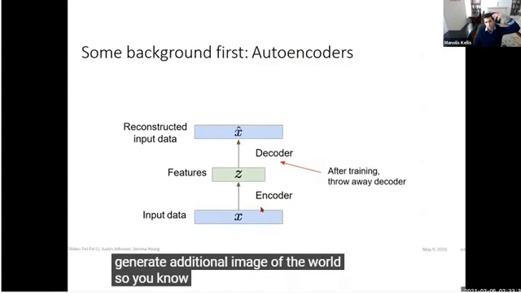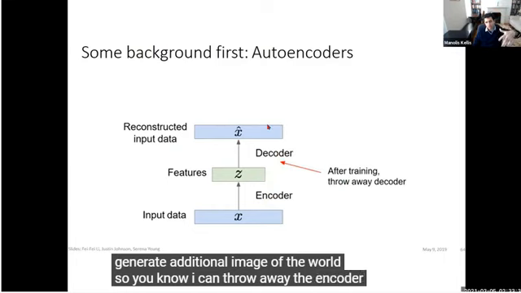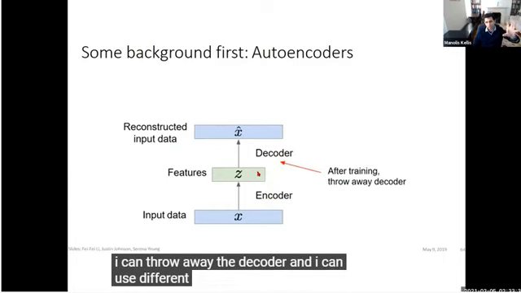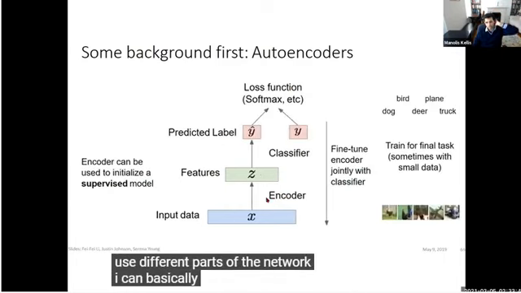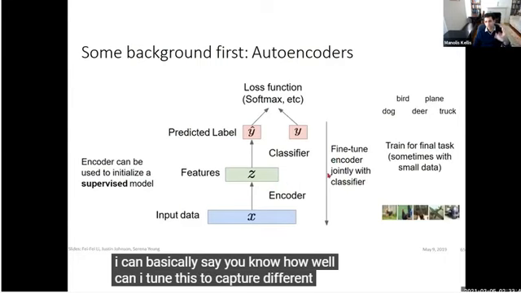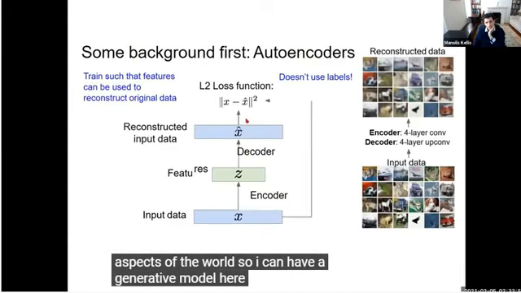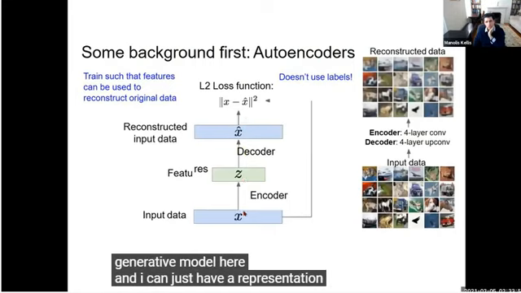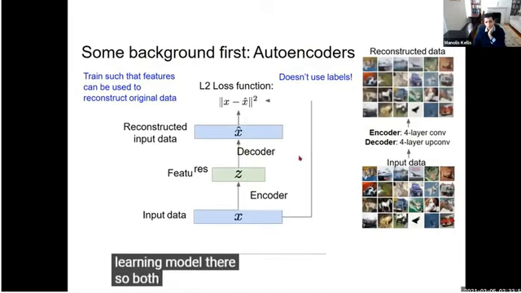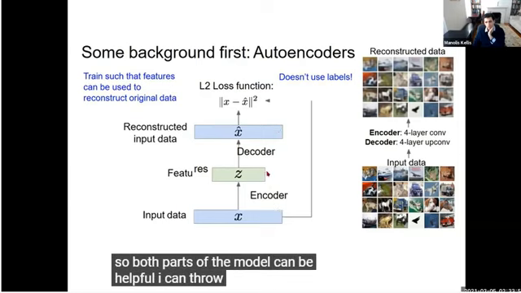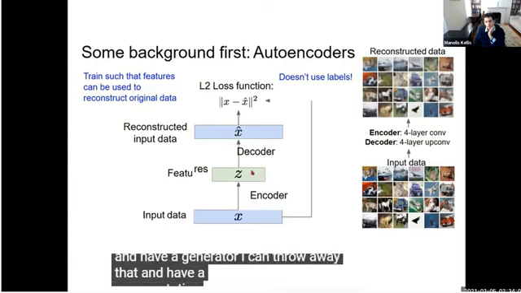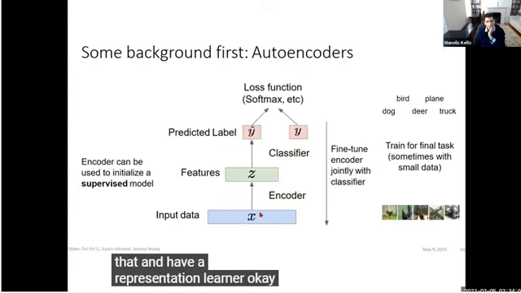So I can throw away the encoder, or I can throw away the decoder, and I can use different parts of the network. I can say, how well can I tune this to capture different aspects of the world? So I can have a generative model here, and a representation learning model there. Both parts of the model can be helpful. I can throw away this and have a generator. I can throw away that and have a representation learner. Okay.